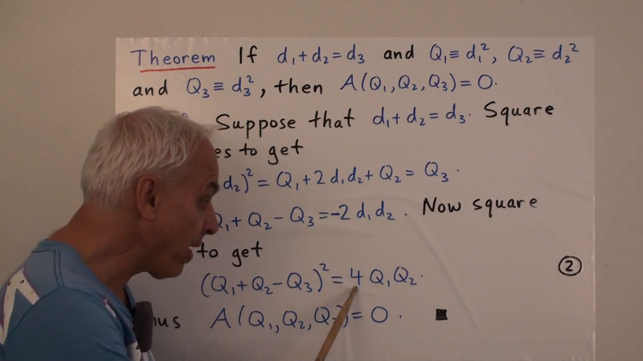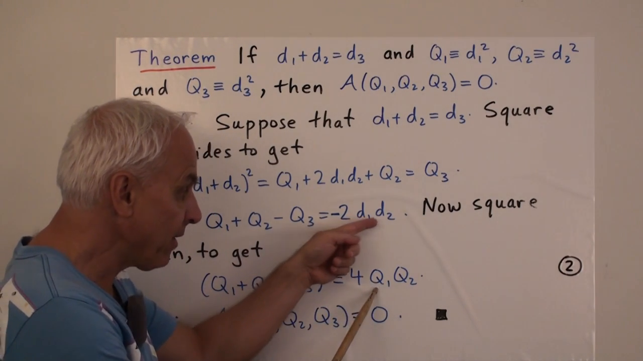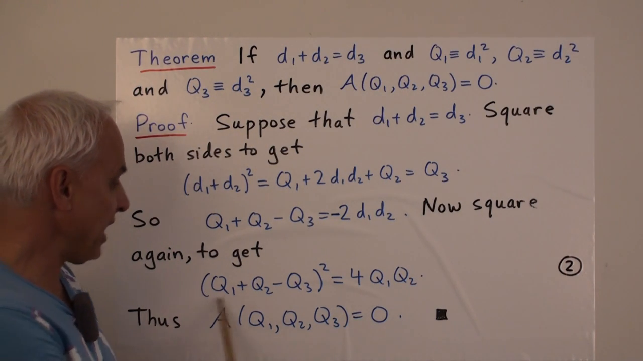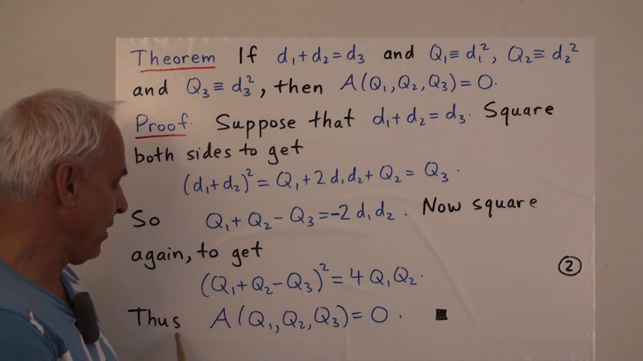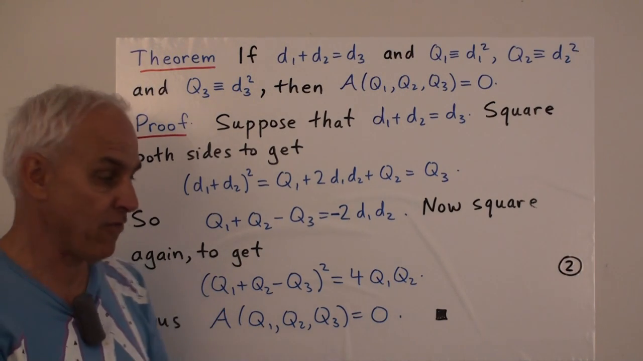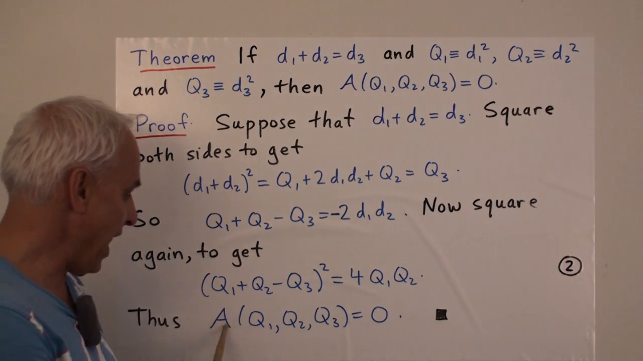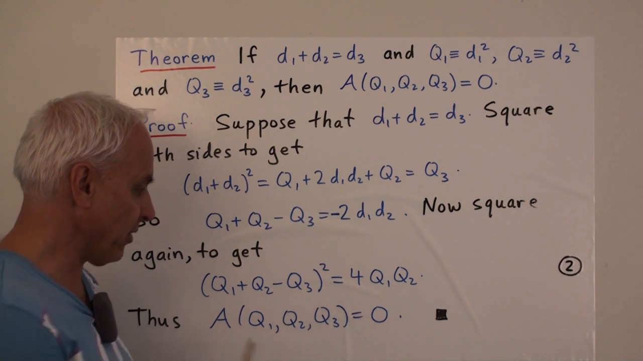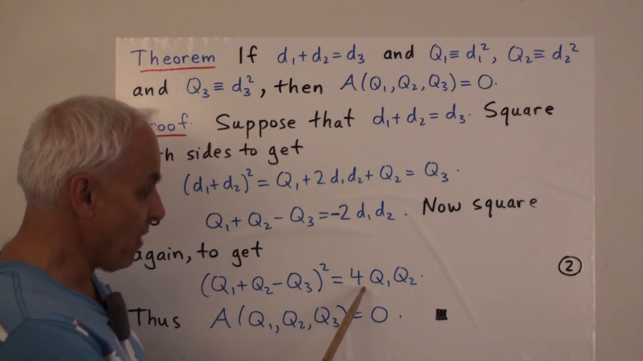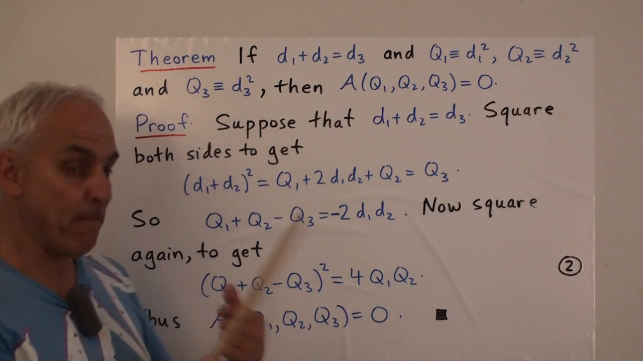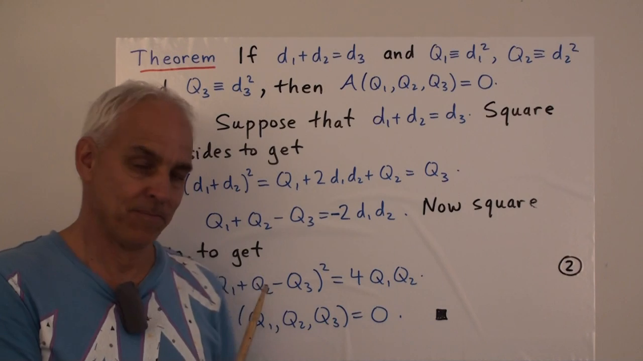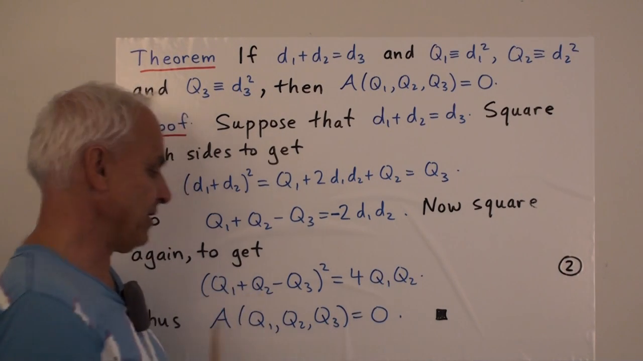q1 plus q2 minus q3 squared equals the square of this, which is 4 q1 q2. But that's exactly the triple quad formula in that asymmetric form. So A of q1, q2, q3 equals 0. I remind you that another form for A of q1, q2, q3 is 4 q1 q2 minus q1 plus q2 minus q3 all squared. So this implies this.